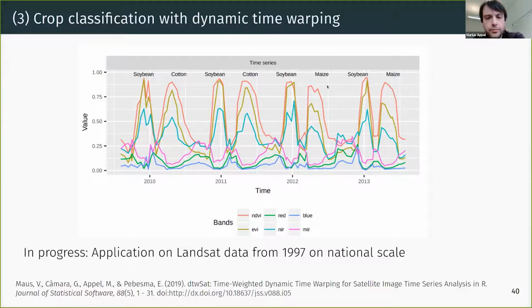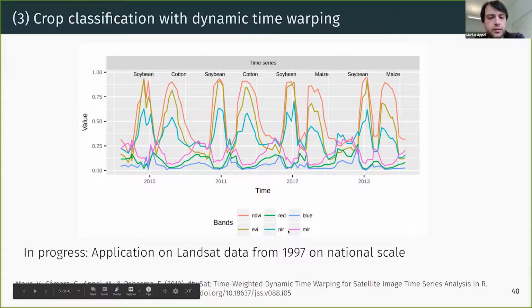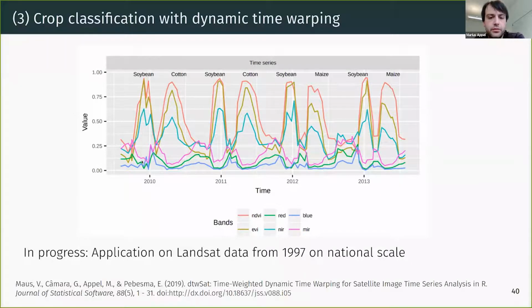And then this would generate a very interesting data set, I think, with yearly crop types from 1997 until, well, today, actually. And then we really get interesting maps of crop classification.